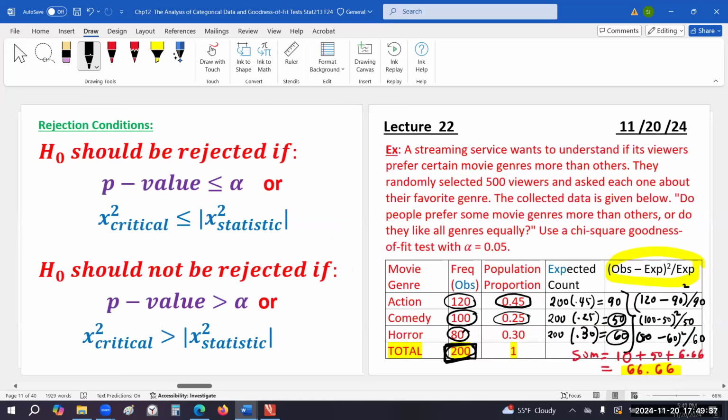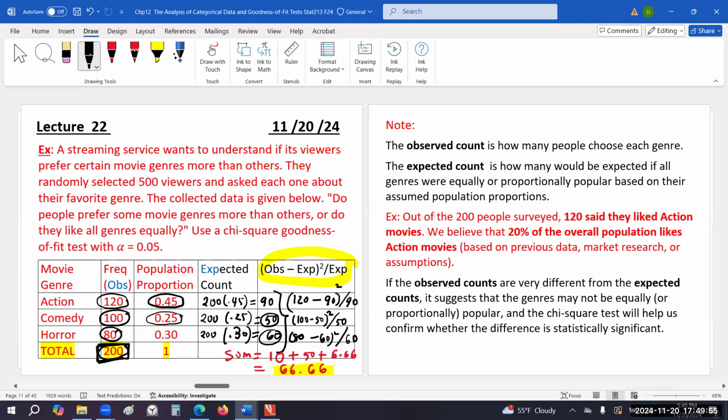So based on the population proportion, we expect 90 people to like action. But in our sample, actually 120 people liked action. Is it clear, Fatima?